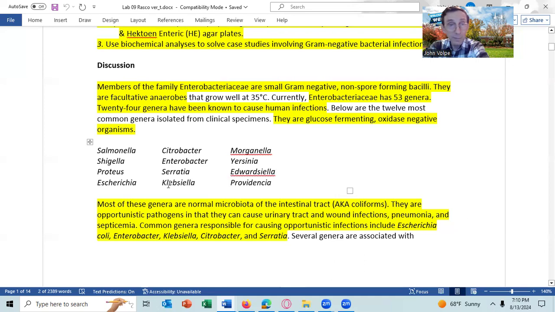I'm sure you're familiar with a lot of them: Salmonella, Shigella, causing serious human disease. Escherichia, like E. coli, can cause disease. Citrobacter, Enterobacter, Serratia, Klebsiella, etc. Most of these genera are actually normal microbiota of the intestinal tract of animals, aka coliforms. Like E. coli is in our gut, Salmonella is in the gut of birds and some reptiles too. They are all opportunistic pathogens in that they can cause urinary tract infections, wound infections, pneumonia, and septicemia. So E. coli, when it's growing where it should be in your gut, does not usually cause an infection. But if it's growing elsewhere in the human body, it will be an infection.